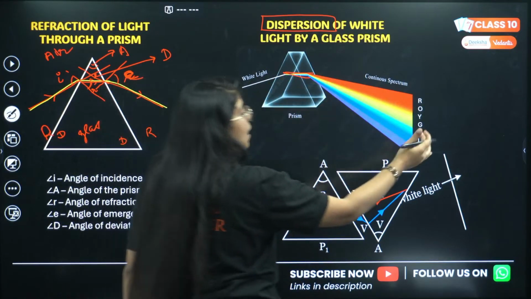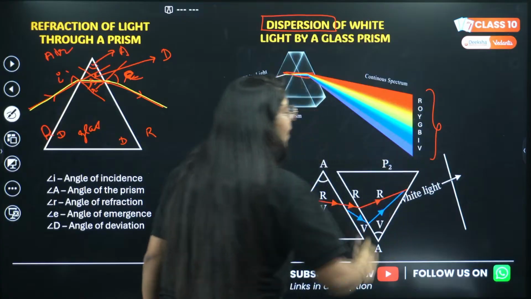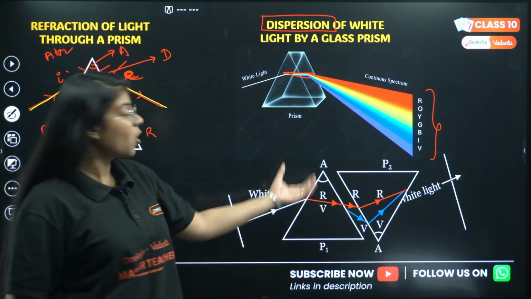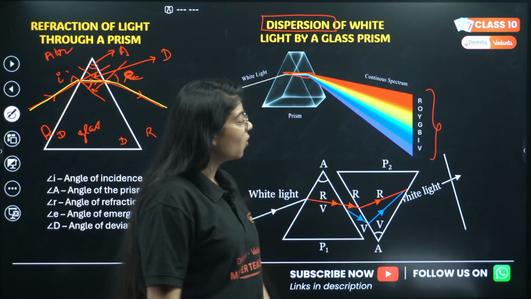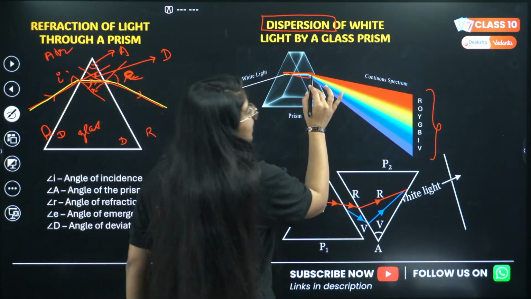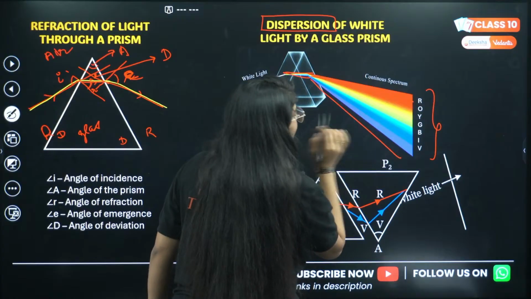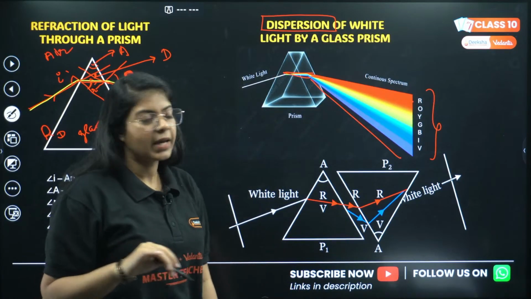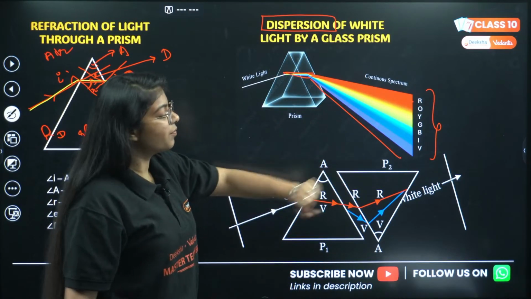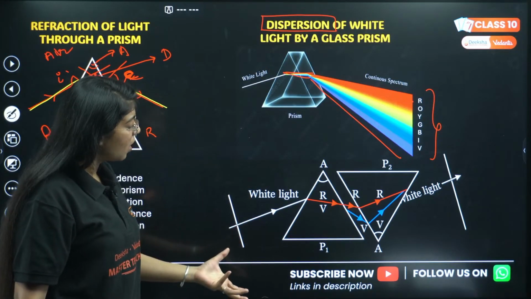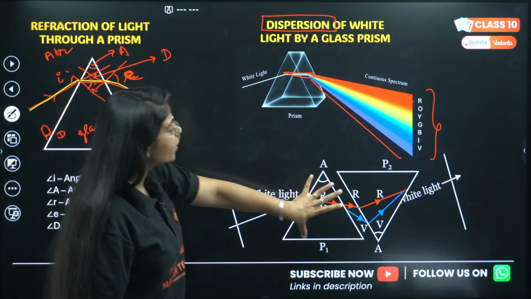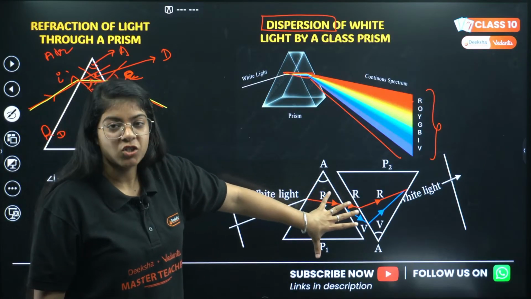And when dispersion happens, we get a pattern which we call VIBGYOR. So violet, indigo, blue, green, yellow, orange and red. Red deviates the least, blue deviates the most. Correct. Now a very important phenomenon that our scientists observed: if I put a prism, white light gets dispersed.